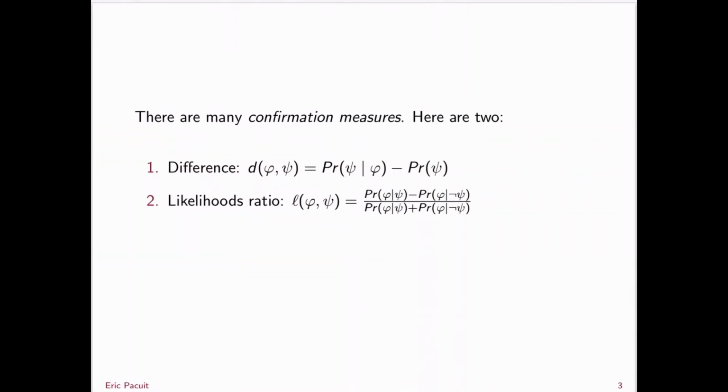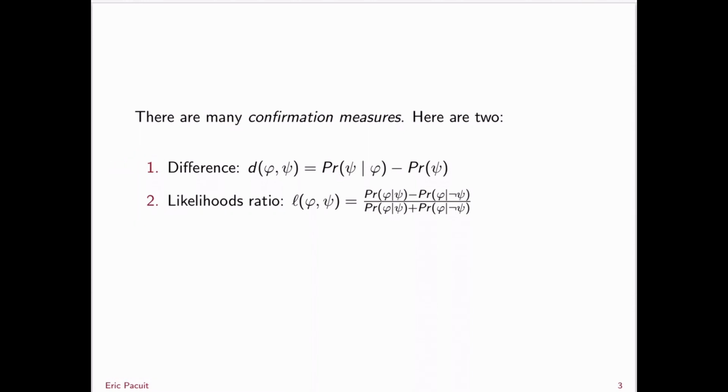It turns out that there are many different confirmation measures. That is, there are many different ways to measure how relevant phi is to psi. So here are two examples that we're going to talk about. I'm not going to give an overview of all the different confirmation measures. But here's a natural one, the difference measure.